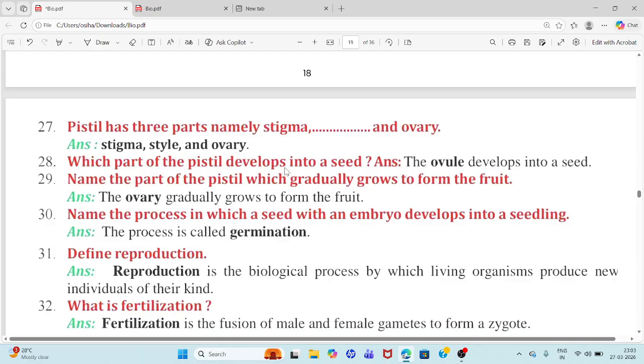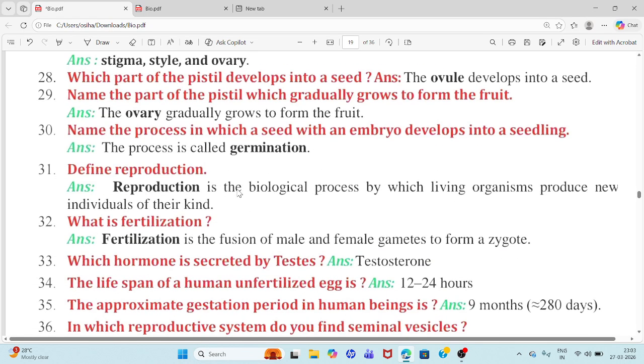Which part of the pistil develops into a seed? Answer: ovule. Name the part of the pistil which gradually grows to form the fruit. Answer is ovary. Name the process in which a seed with an embryo develops into a seedling. Answer is germination. Define reproduction. Reproduction is the biological process by which living organisms produce new individuals of their kind. Okay, this is the definition.